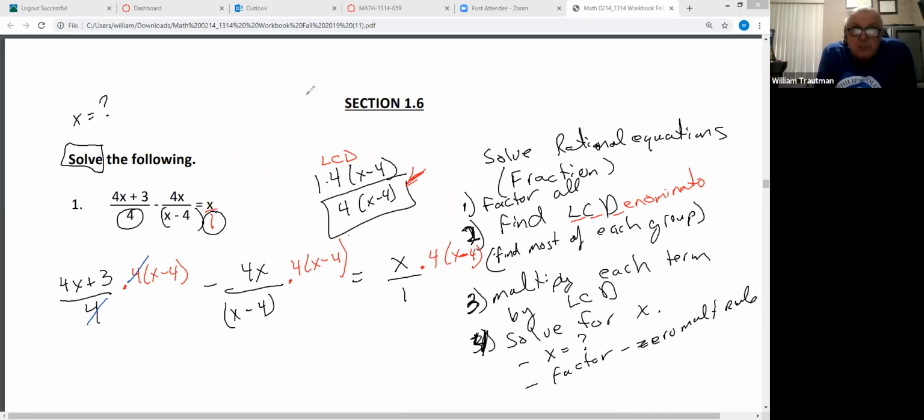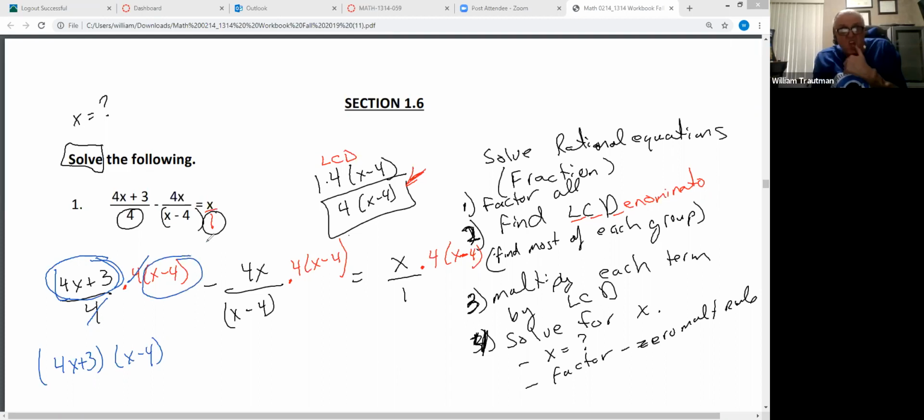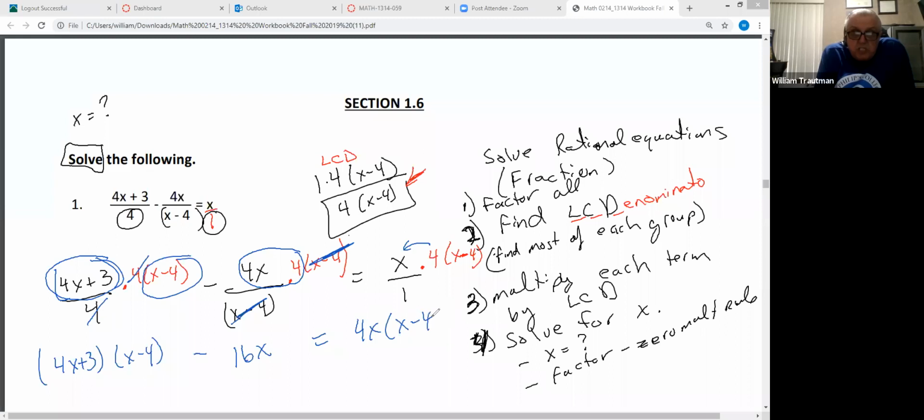What happens is I'm left with 4x plus 3 times the x minus 4. Do you see? I'm left with this and this. The 4s cancel. Next, this cancels with this. So I'm just left with 4 times 4x. 4 times 4 is 16x. And then I'm left with this. 4 times x is 4x. Then times x minus 4. So I multiply these two together and I get this.